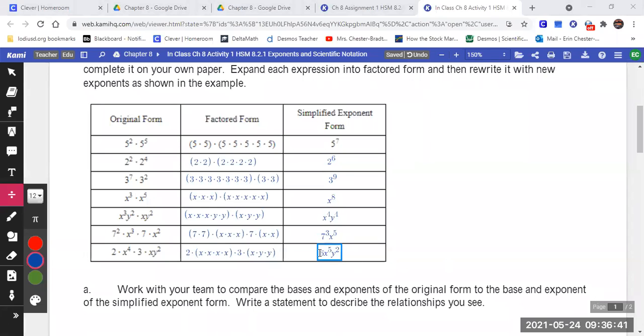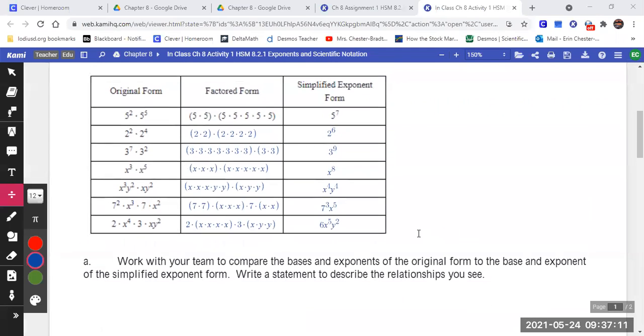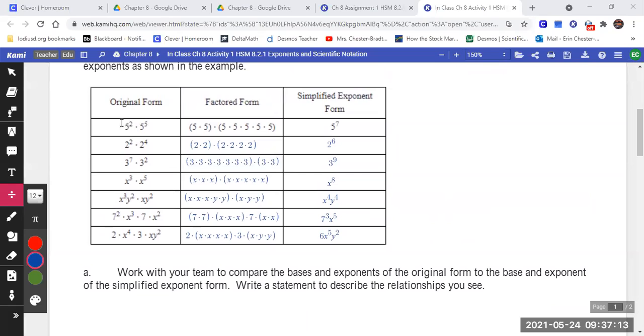Okay, so let's go to the next one. Now we have to answer some questions because we filled out the table. Now we are answering questions about the table. Okay, first question. Work with your team to compare the bases and exponents of the original form to the base and the exponent of the simplified form. Write a statement to describe the relationship. So this is what we're talking about. Our original form, 5 to the 2nd power, 5 to the 5th power. Our simplified form, 5 to the 7th power.